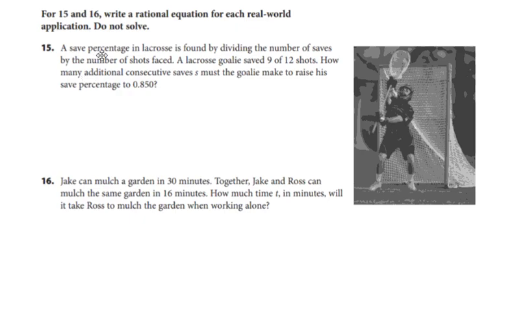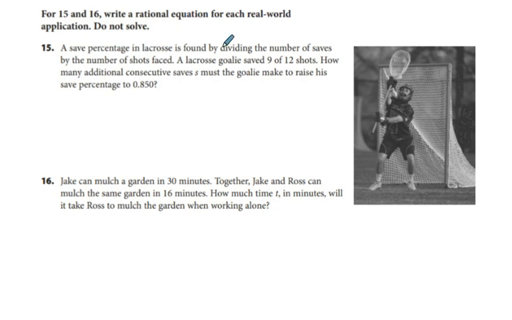Okay, here we have number 15. A save percentage in lacrosse is found by dividing the number of saves by the number of shots faced. A lacrosse goalie saved 9 of 12 shots. How many additional consecutive saves must the goalie make to raise his save percentage to .850?